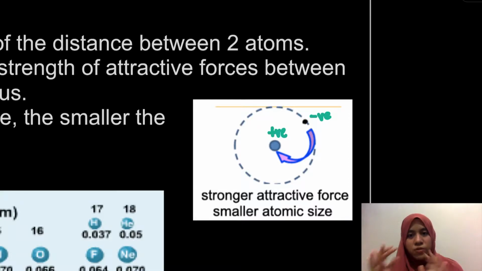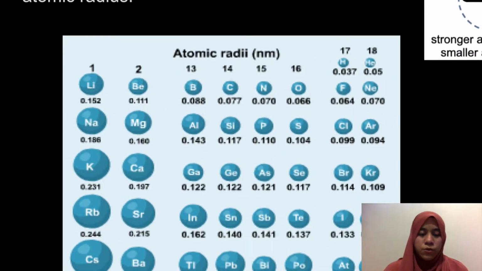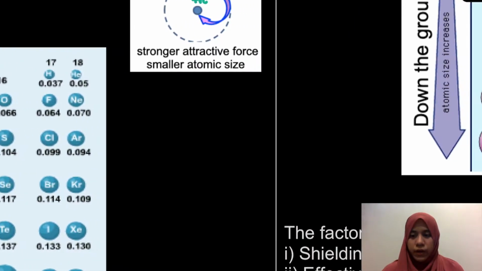If you were unsure, it's okay. We're going to look into detail later. So here is an example of atomic radii. It's not all of the atoms, just a general one. You don't have to memorize the exact numbers or anything.